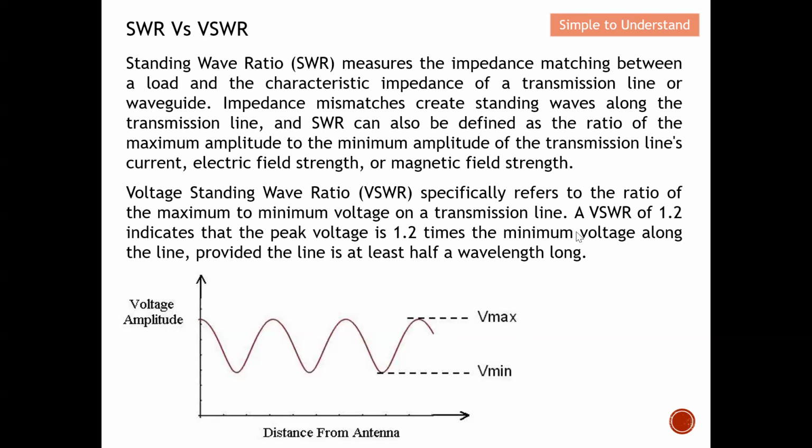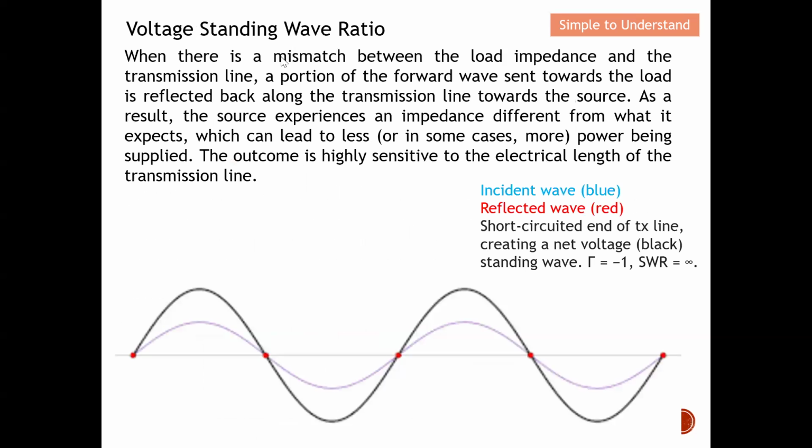Let's say we indicate that VSWR is 1.2. Therefore, Vmax is equal to 1.2 multiplied by Vmin. This is a very simple definition of VSWR. When there is a mismatch between the load impedance and the transmission line, a portion of the forward wave sent towards the load is reflected back along the transmission line towards the source.